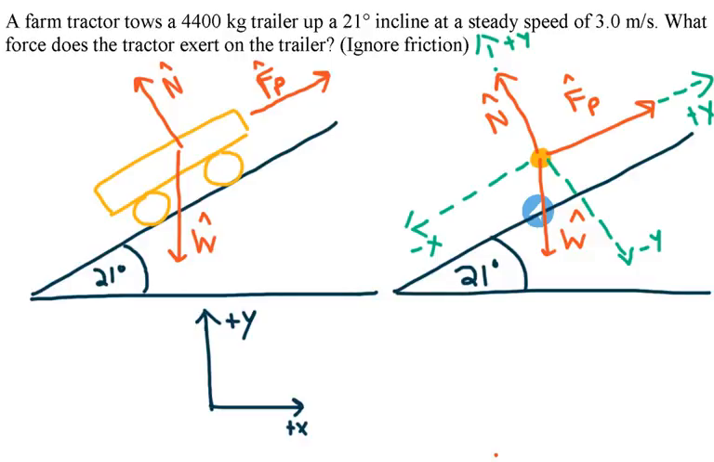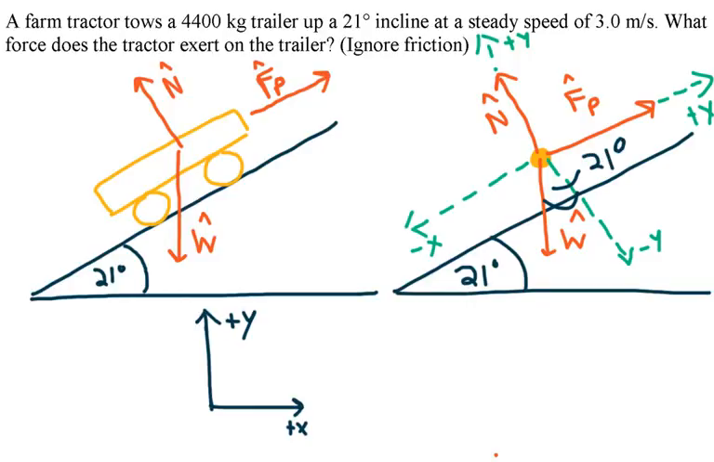Let's go through the procedures here, and we're just going to remember that when we tilt the coordinate system, that angle between the negative y-axis and the weight is the same as the angle of the incline, which is 21 degrees. So this angle here, that is 21 degrees.